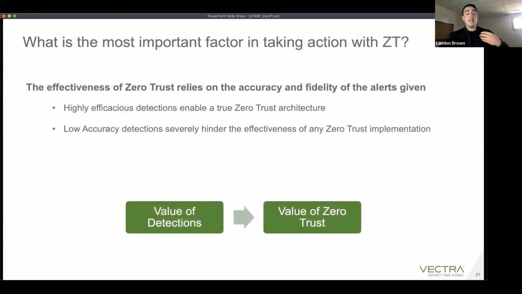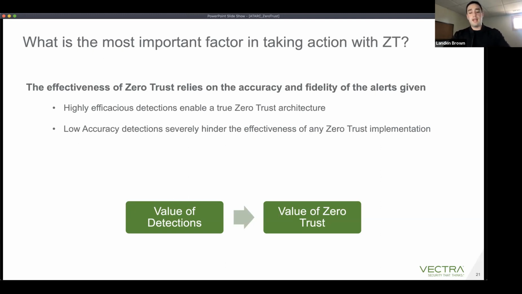And so what is, in our opinion, as a company, the most important factor in taking action with zero trust? You know, the most purpose-built thing zero trust is meant to do is ensure that only trusted devices and users are able to access resources in a very, very simple way. Or in a very, very simple explanation.